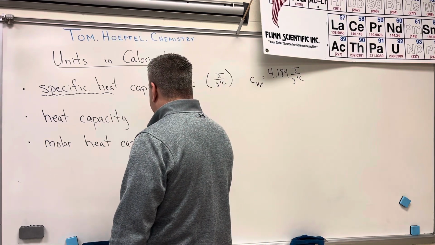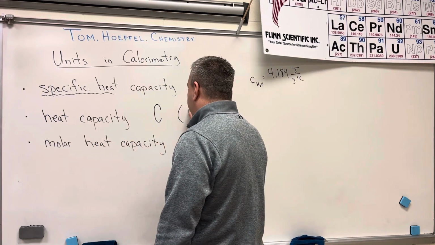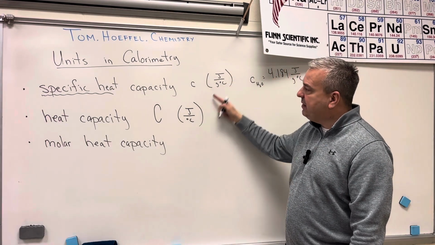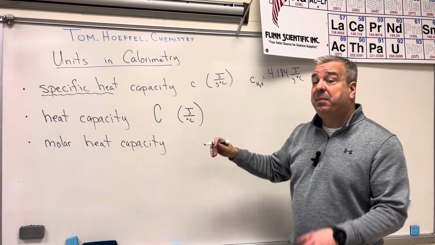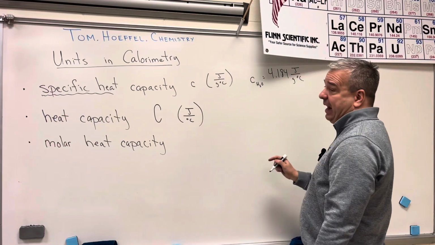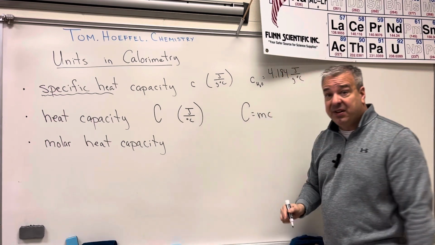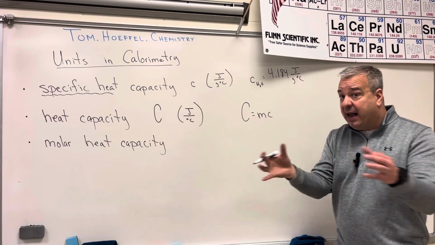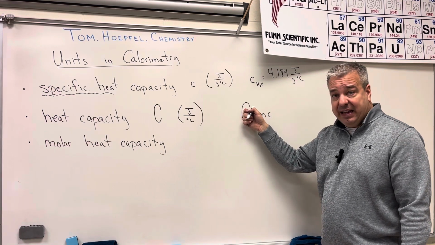Heat capacity takes into account the mass already. And the variable for heat capacity is going to be capital C, okay? And it's going to have the units of joules per degree Celsius. So the only difference between these two is this one has the per gram and this one does not, because it already takes into account the mass. The equation for capital C, or heat capacity, is going to be the mass times the specific heat. So really it just takes the specific heat and multiplies by however much material that you have. So the more material you have, the larger the heat capacity.